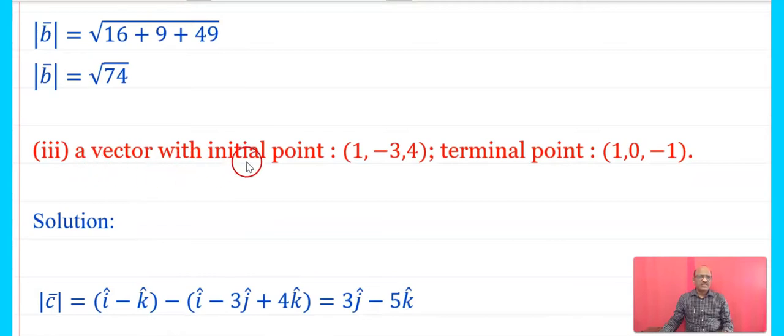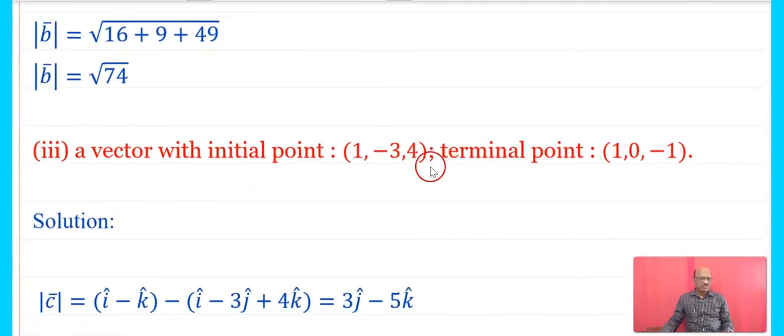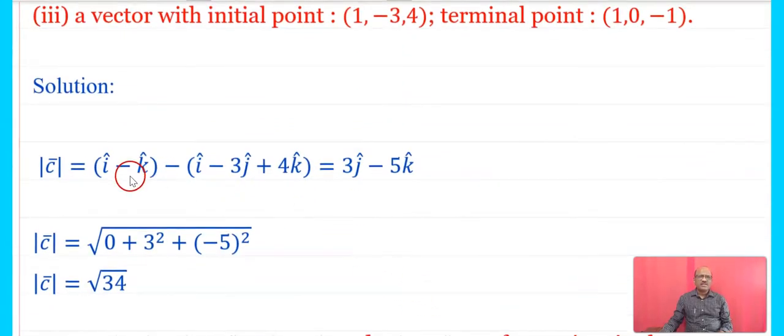A vector with initial point (1, -3, 4) and terminal point (1, 0, -1). Here we will find its magnitude. Mod of c bar is equal to the terminal point minus the initial point, that is i cap minus k cap minus in brackets i cap minus 3j cap plus 4k cap, and if you open the bracket, then you will get, what is that?